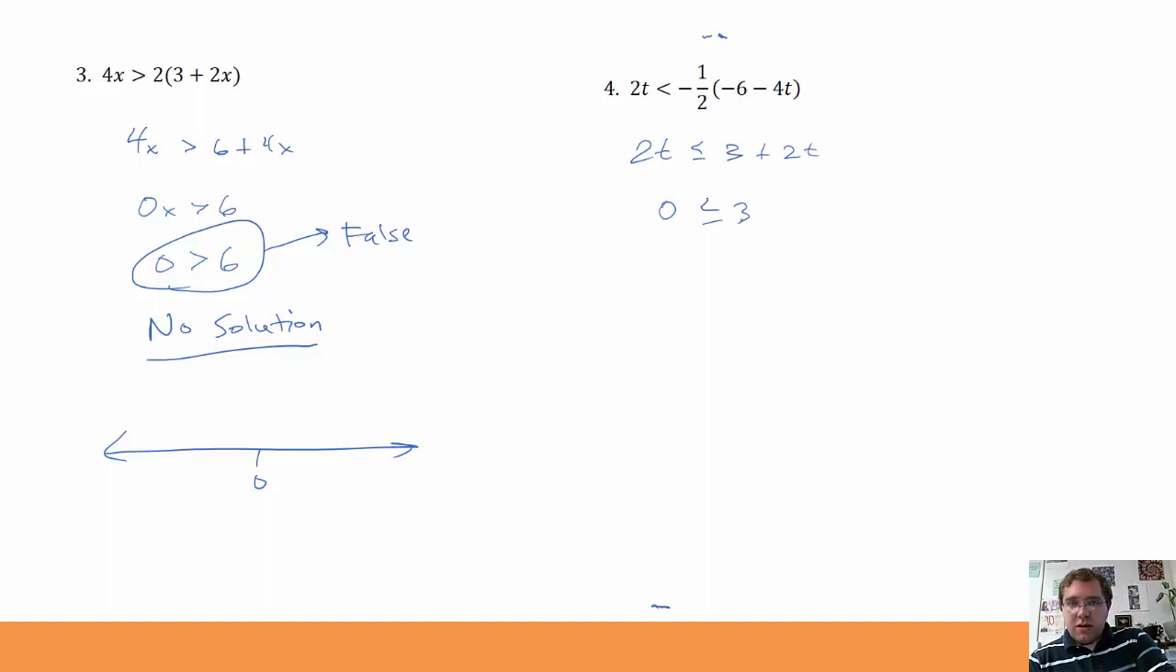No solution? No, because this is true. 0 is, in fact, less than or equal to 3. It's not equal to 3, but it is less than 3, so it meets the condition of that inequality. Interesting. That means that I ended up with a true statement when all the variables were eliminated.